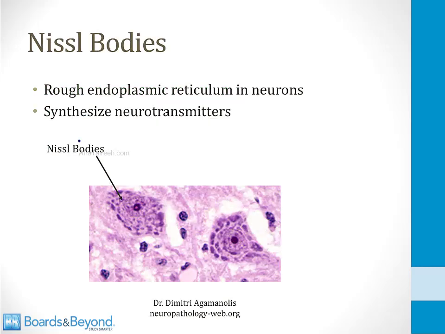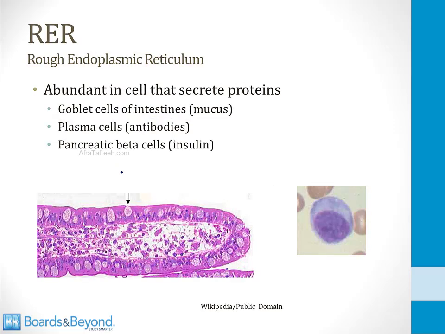Shown on the screen is a microscopic image of the cell body of a neuron, and the purple things inside the cell are called Nissl bodies. Nissl bodies are the rough endoplasmic reticulum in neurons, and their role is to synthesize protein neurotransmitters. And you can find rough endoplasmic reticulum in many other cell types.